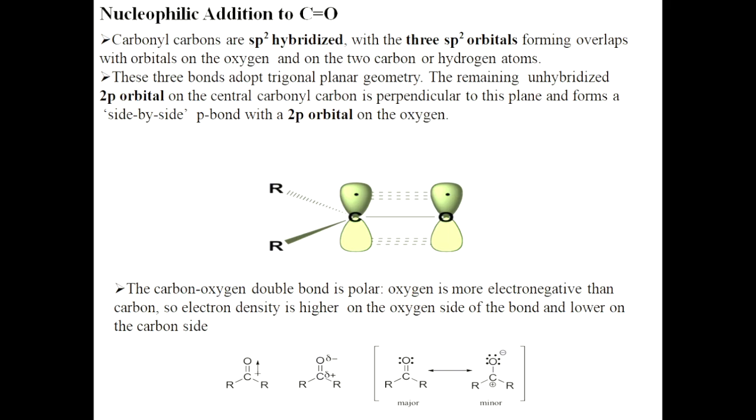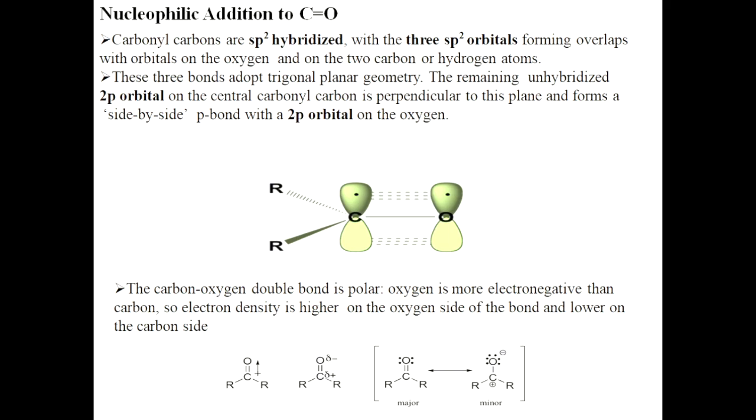These 3 bonds adopt trigonal planar geometry, and the remaining unhybridized 2p orbital will be present on the carbonyl carbon perpendicular to that plane, and thus form a side by side pi bond with the 2p orbital on the oxygen. So this carbonyl pi bond is formed due to the unhybridized 2p orbitals.